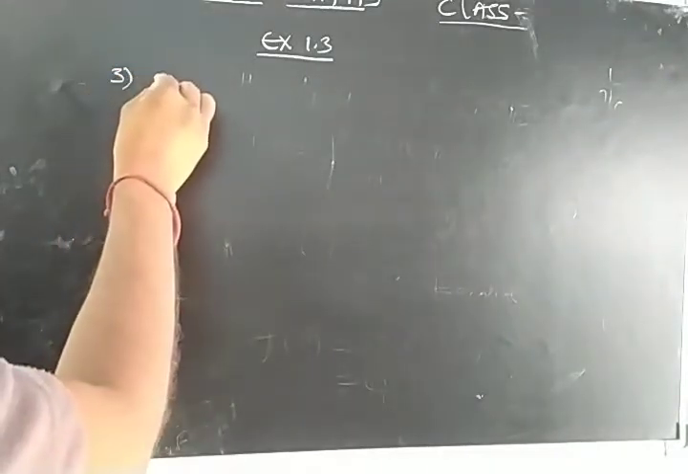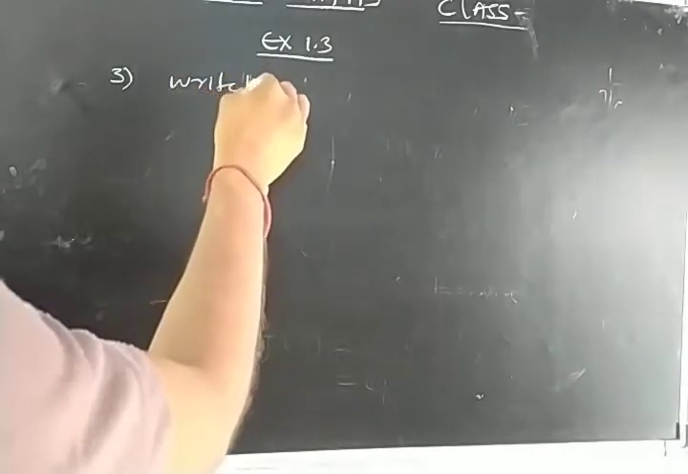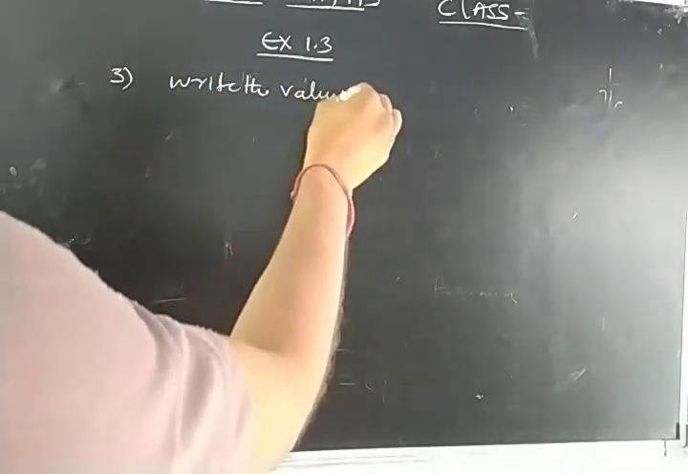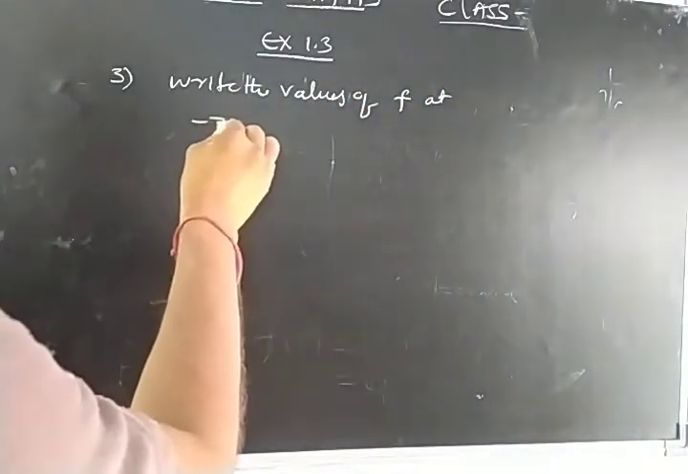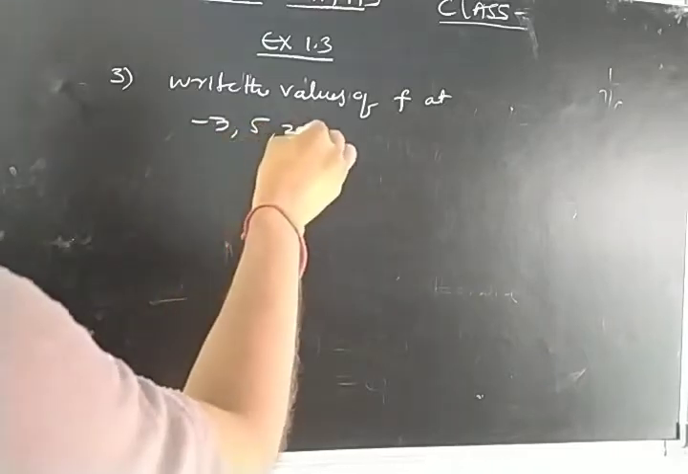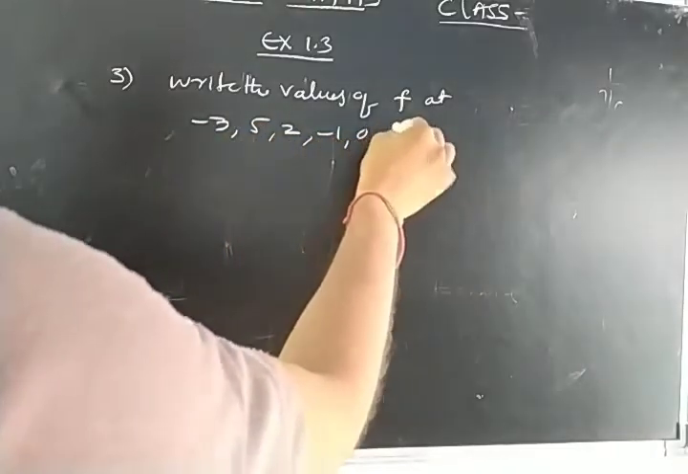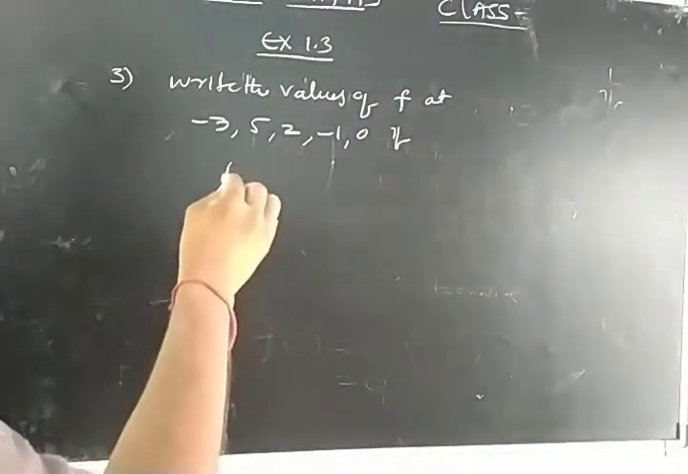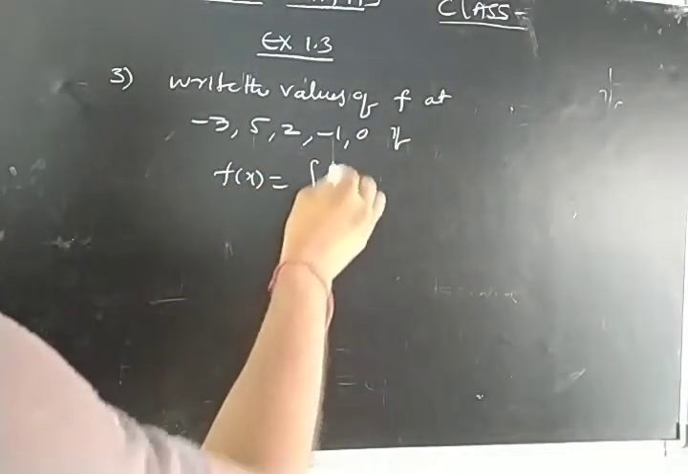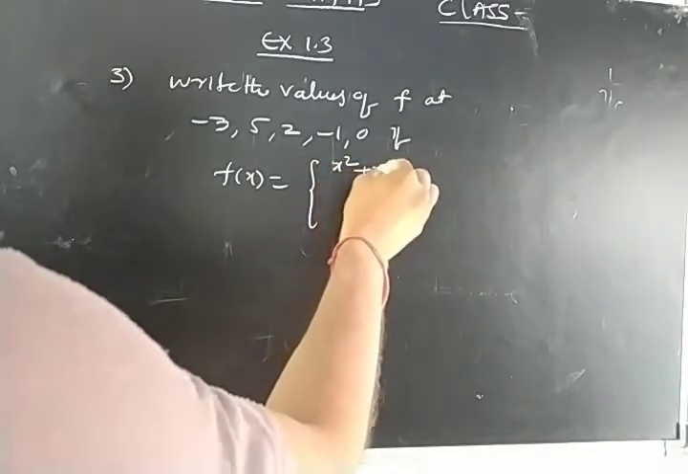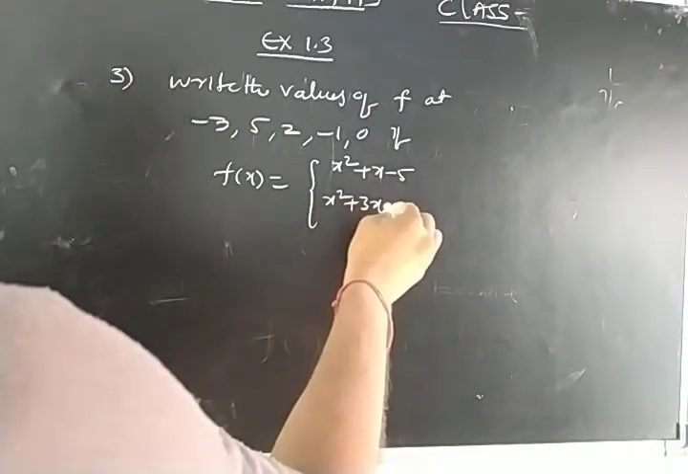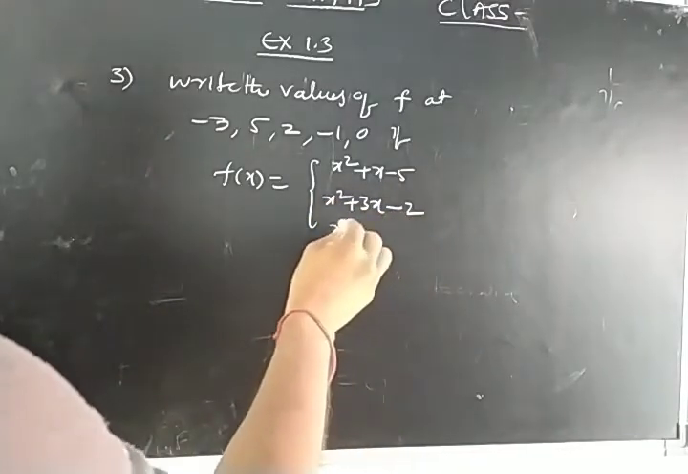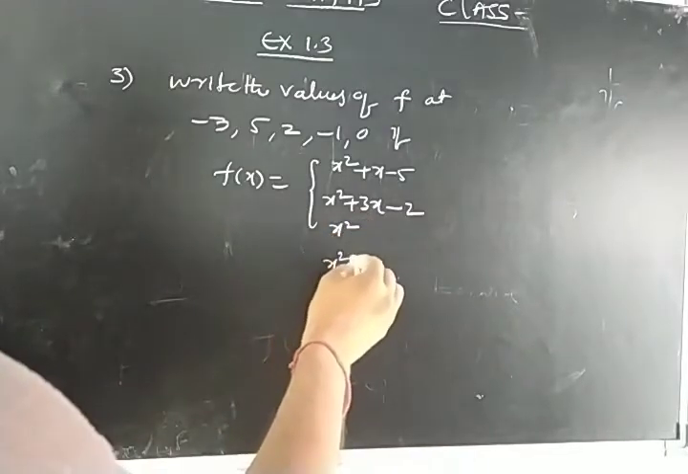Now, problem number 3. Third problem. Write the values of f at minus 3, 5, 2, minus 1, 0 if the function definition is f of x is x square plus x minus 5, x square plus 3x minus 2, x square minus 3.